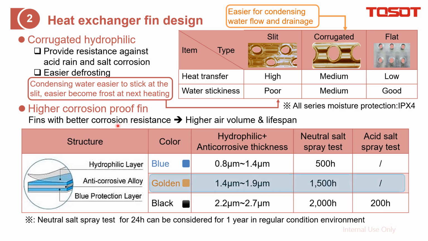As for the corrosion level in the design system, we divide into these three colors. You can find that for the three colors, the structure is also the same. Basically, you can consider if it is thicker, the corrosion level is also higher. For Versatility 4, we apply this golden fin, which already passed 1,500 hours of the neutral salt spray test.